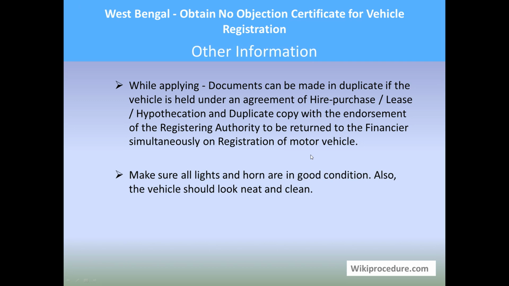Other information: while applying, documents can be made in duplicate if the vehicle is held under an agreement of hire purchase, lease or hypothecation, and the duplicate copy with the endorsement of the registering authority is to be returned to the financier simultaneously on registration of the motor vehicle. Make sure all lights and horn are in good condition. Also the vehicle should look neat and clean.